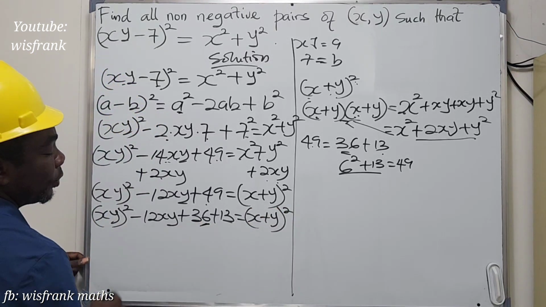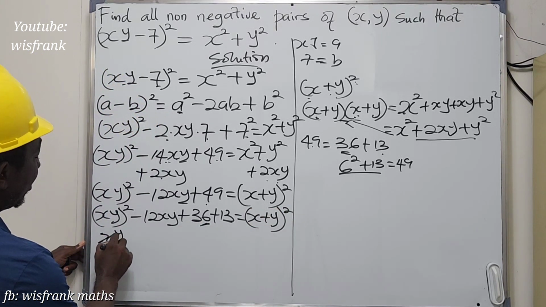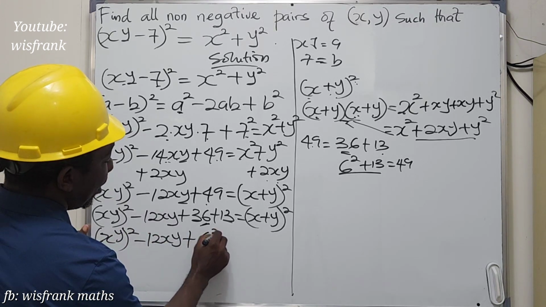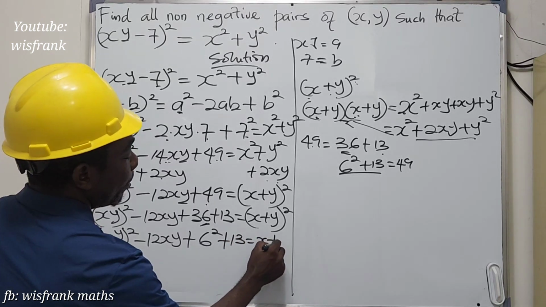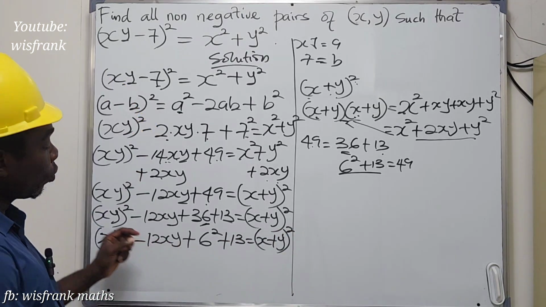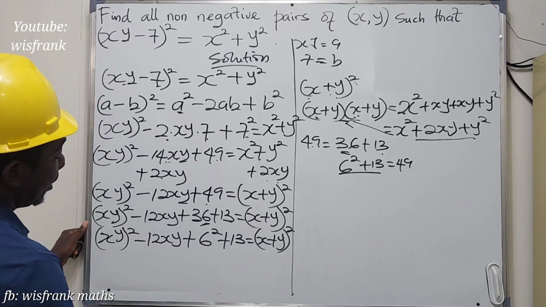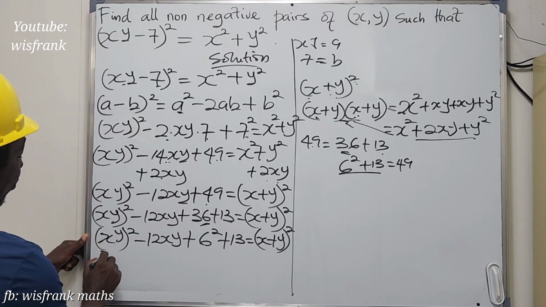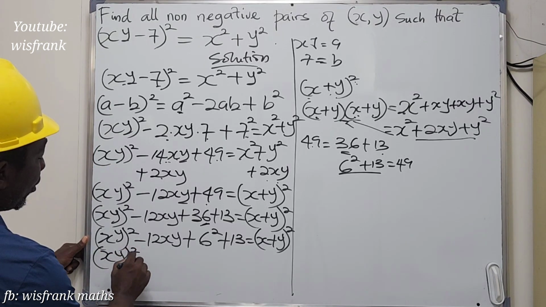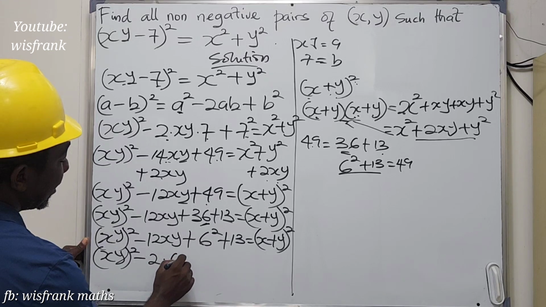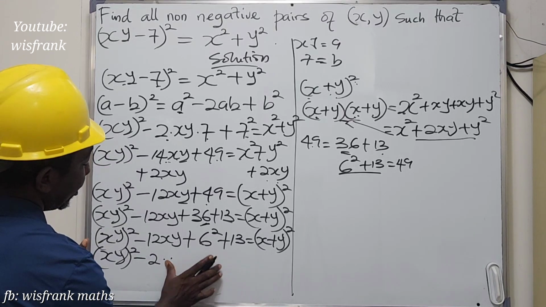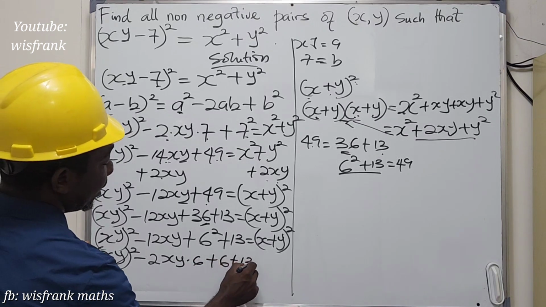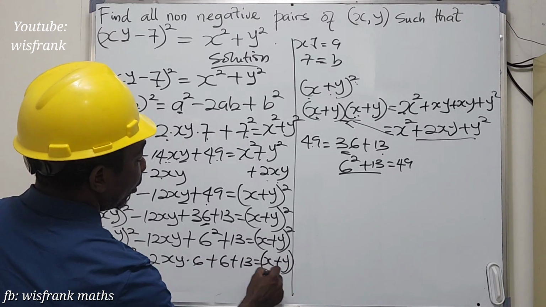So in this case, as we said, 36 can be written as 6 to the power of 2, so we have (xy) all to the power of 2 minus 12xy plus 6 to the power of 2 plus 13 equals (x plus y) all to the power of 2. So what we want to achieve is for us to square this side. So as well, we have 6 here. So we can further simplify this as (xy) all to the power of 2 minus 2 times 6xy, or we put it this way, 2xy times 6, then plus 6 squared plus 13 equals (x plus y) all to the power of 2.